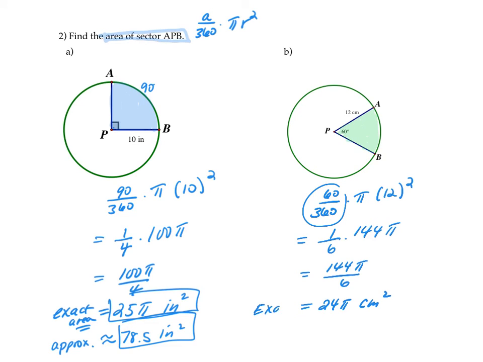And again, that's exact. We didn't do any rounding, but now we're going to get the approximate area. And we take 24 times pi on the calculator, and it works out to be around 75.4. But it's still going to be in square centimeters because it's an area.